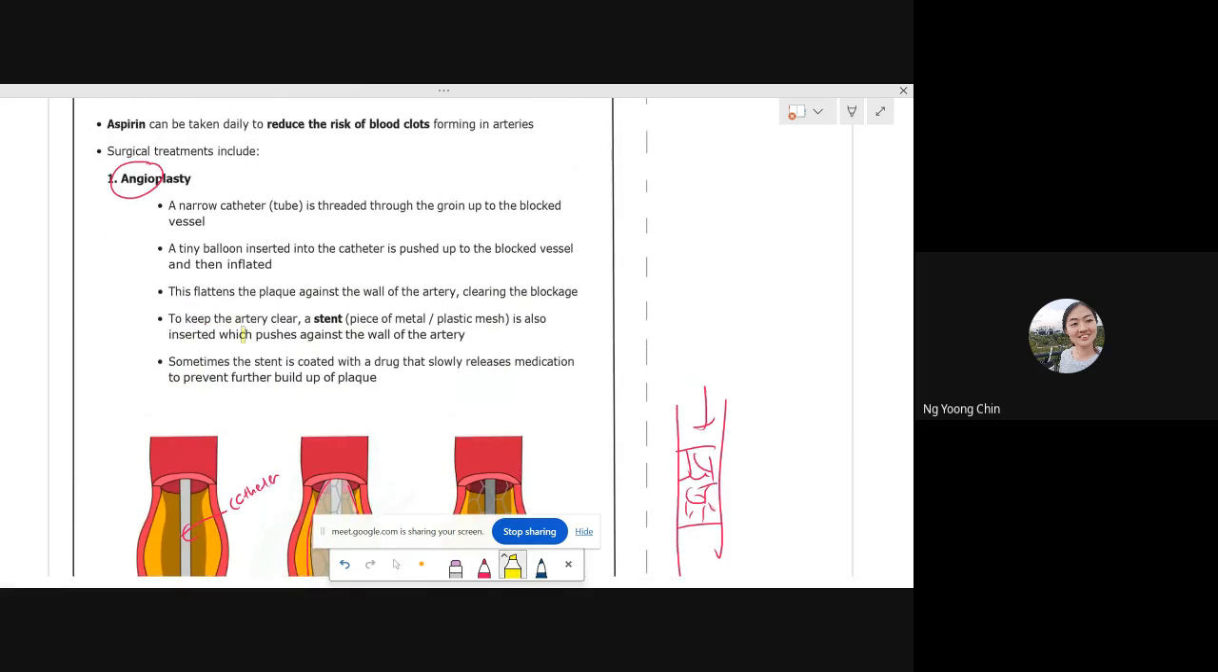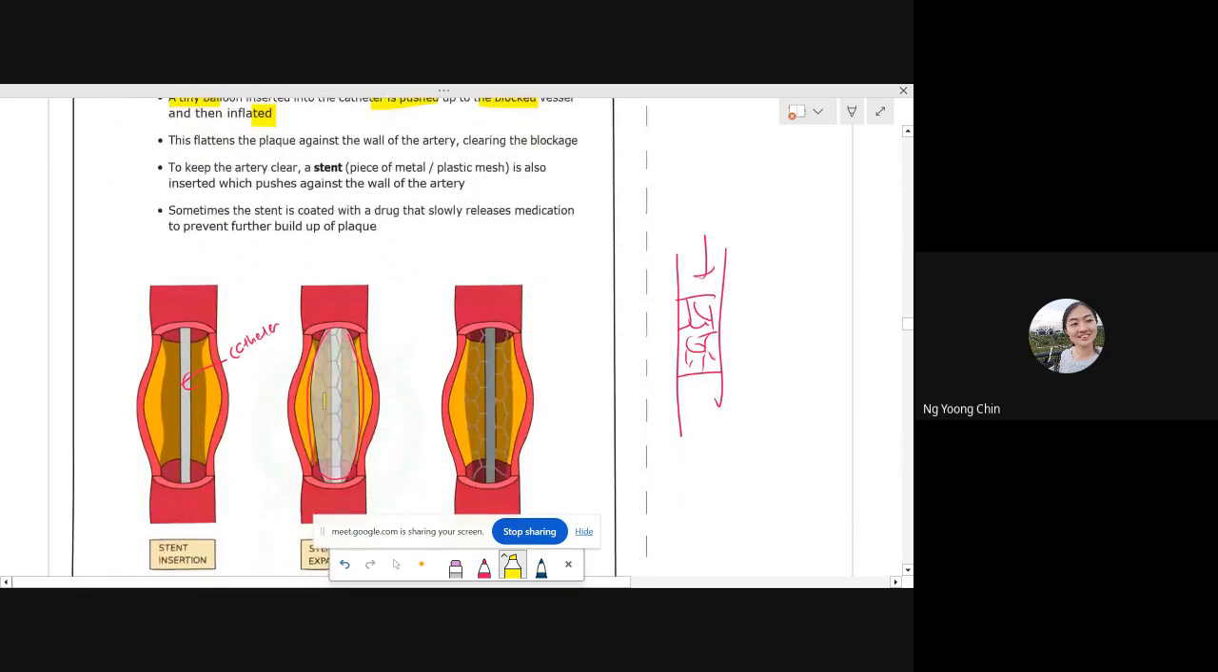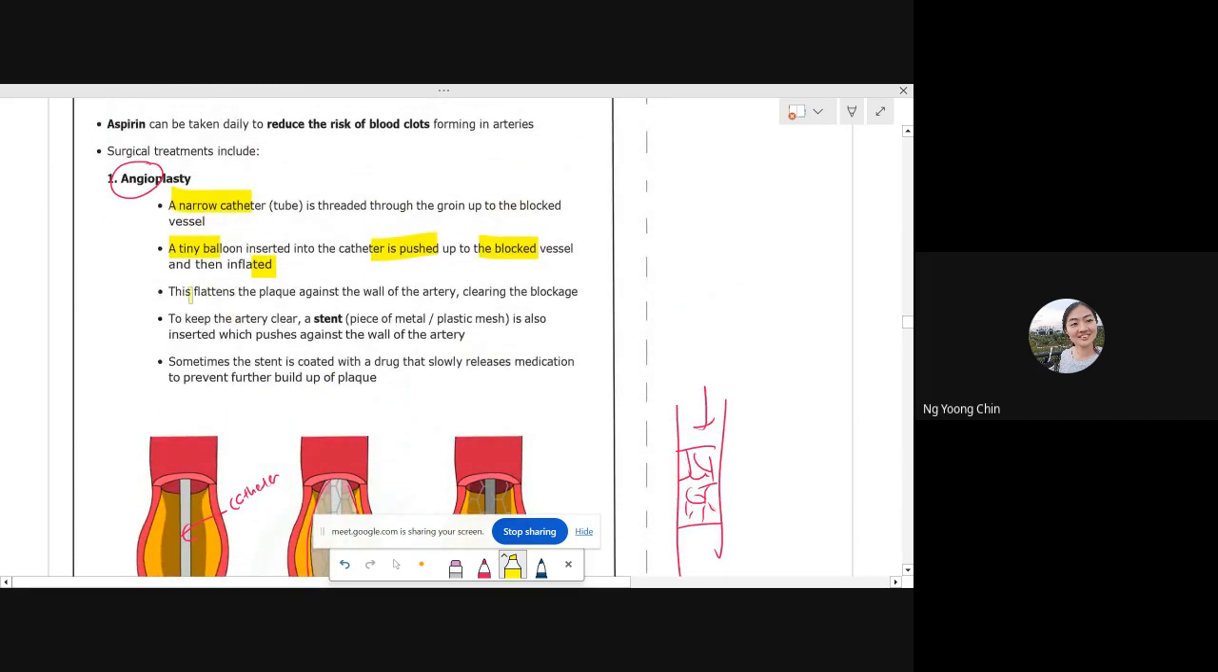Okay, see, initially you insert a narrow catheter into the blood capillary, and then you insert a tiny balloon. It's pushed up the blood vessel, and then you inflate the balloon. When you inflate the balloon, this will widen the artery wall, clearing the blockage. So if you want to keep your artery always open, you need to place a stent, which is a metal, within your blood vessel.